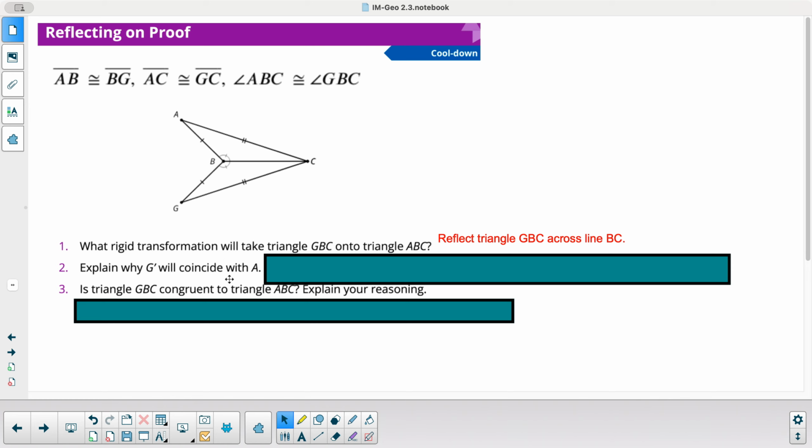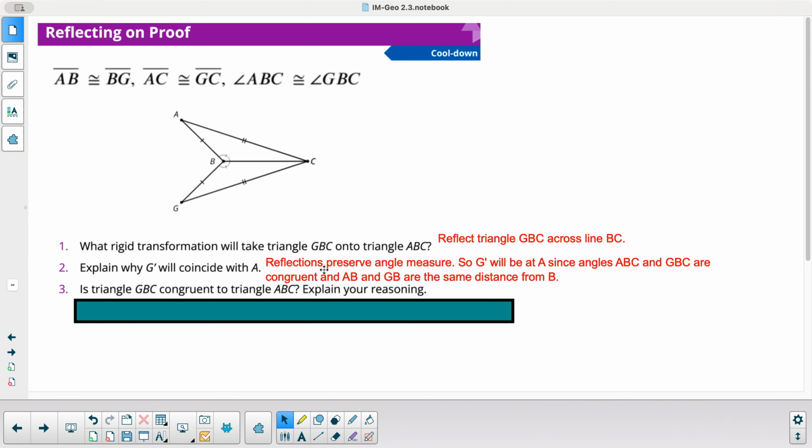Explain why G prime will coincide with A. Again, reflections preserve angle measure, so G prime will be at A, since angles ABC and GBC are congruent as they're marked there, and AB and GB are the same distance from B. Okay, so these are the same angle, and these are the same distance from B, so we know it's going to go up there. Okay.